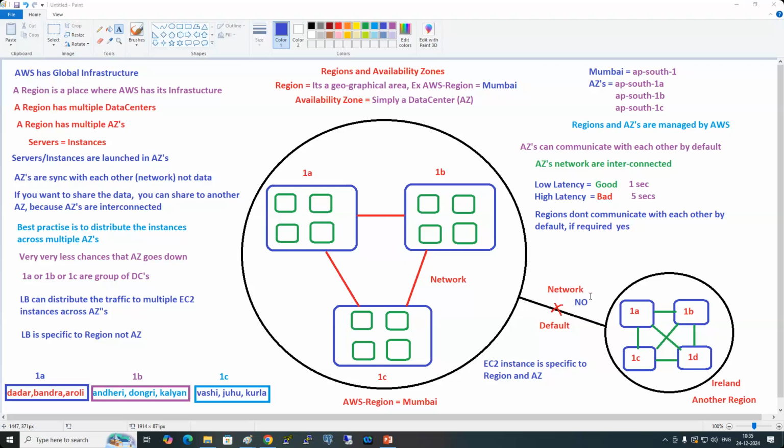Question: does the default VPC apply at the availability zone level or the EC2 instance level? Where is EC2? Inside the availability zone. The availability zone is just a selection of whether your EC2 instance should be placed in 1A, 1B, or 1C. That's all about the availability zone. We will deal with EC2 more.